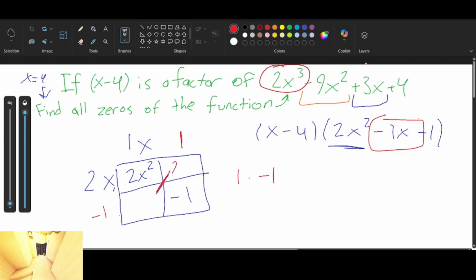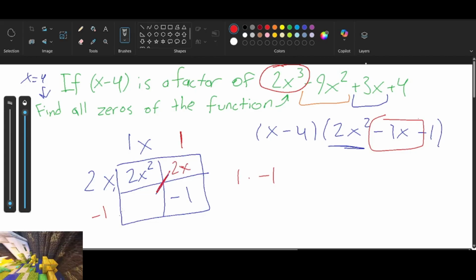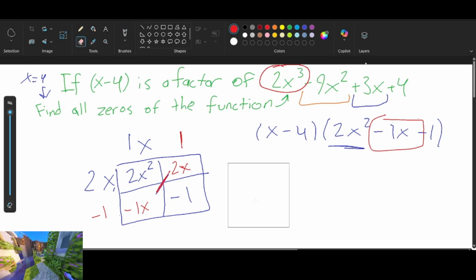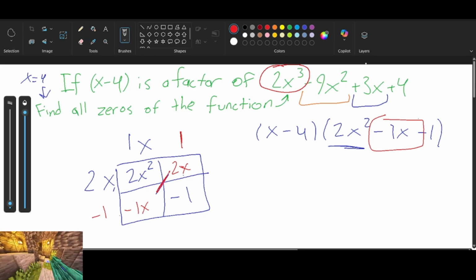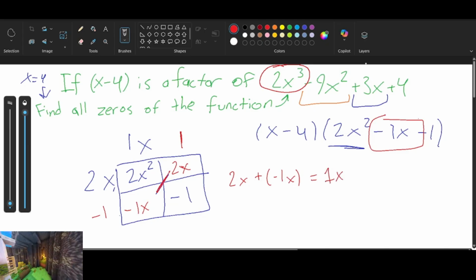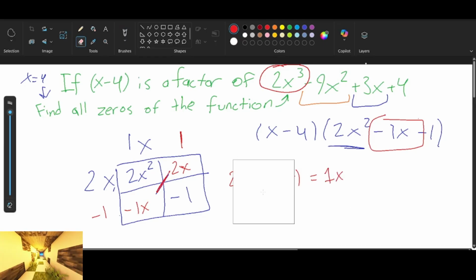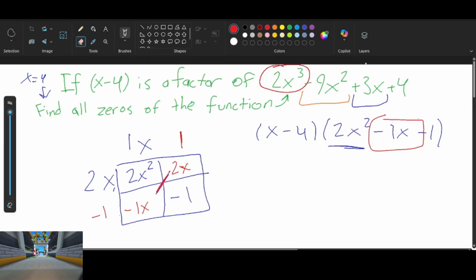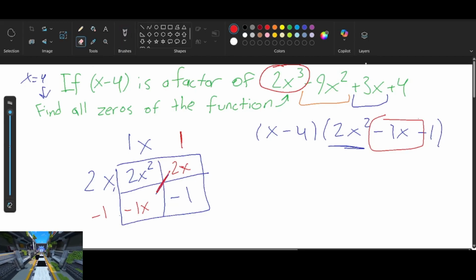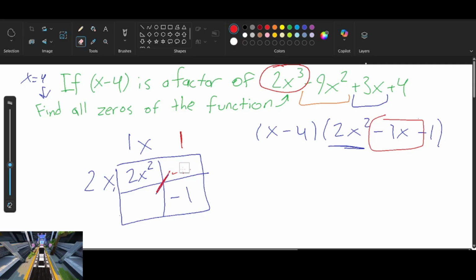I could do my multiplication. That gets me 2x up here, and this gives me negative 1x. But then when I add those two diagonals, 2x plus negative 1x, that gives me a positive 1x, right? But I don't want a positive 1x. So that's not my factor. Instead, let me make my eraser smaller so I don't erase the whole thing. Instead, I just have to flip them.